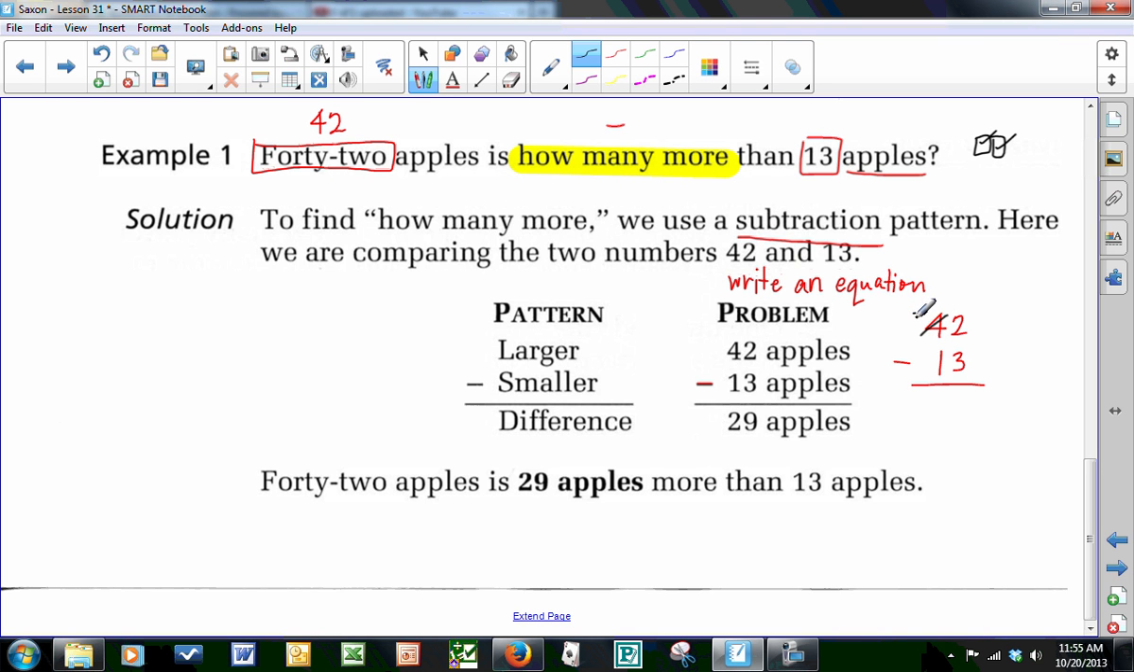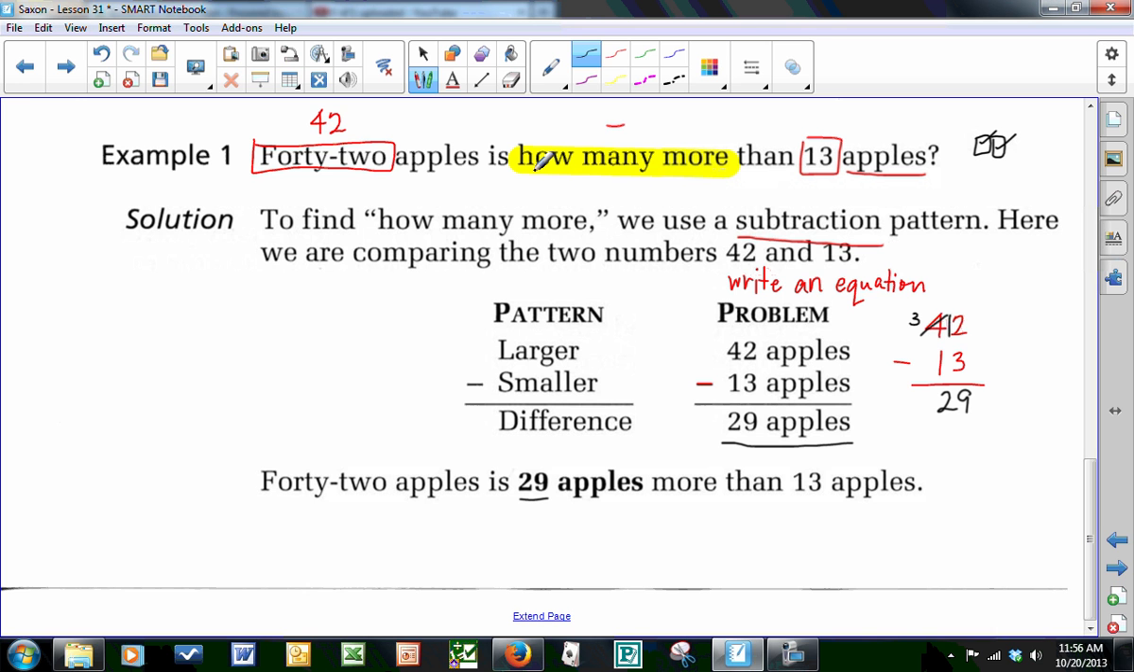And so this 4 will become a 3. And now I have an extra set of 10 I can put over here. And 10 plus 2 becomes 12. And 12 minus 3 is 9. And 3 minus 1 is 2. So the answer is 29 apples. 42 apples is 29 apples more than 13 apples. So I've compared the amounts 42 to 13 by writing a subtraction pattern.